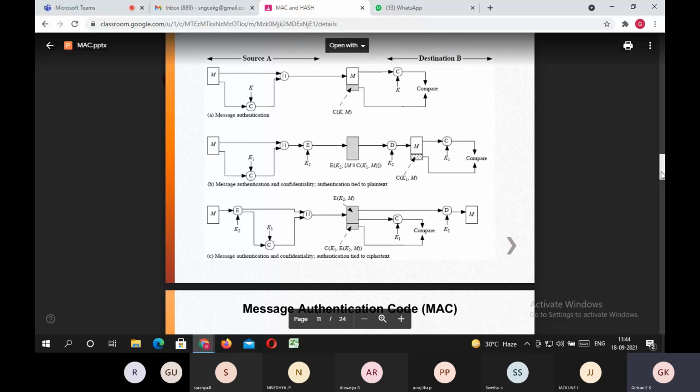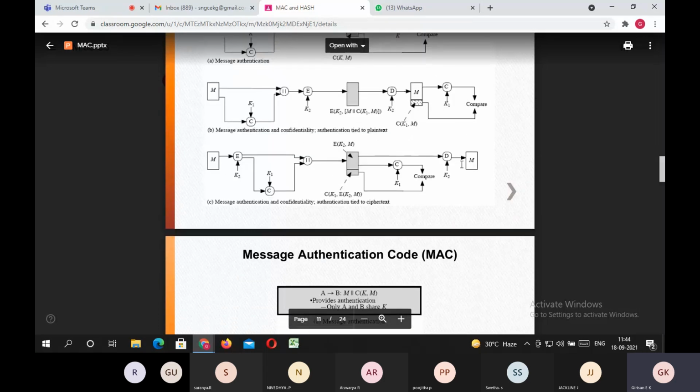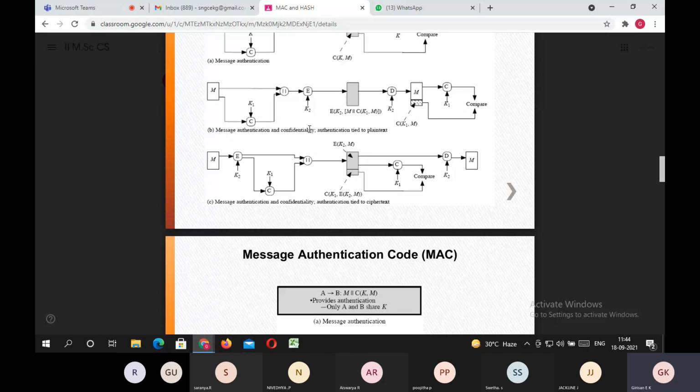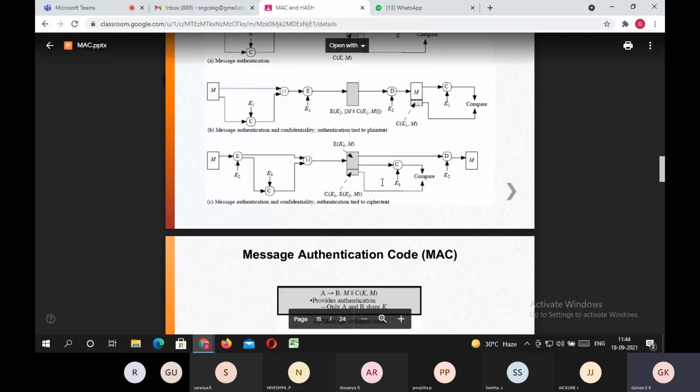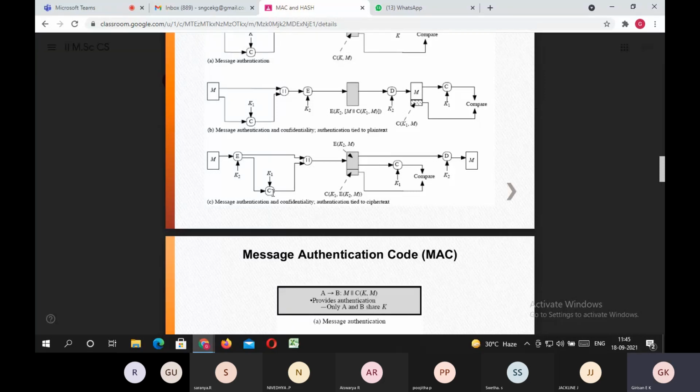Now here the authentication is tied to the plain text. Now we have another option where the authentication is tied to the ciphertext. That is the third form. A message is taken, and immediately it is encrypted using one key. Let us name it K2. That is a symmetric key. Why a symmetric key? Because both encryption and decryption use the same key. Then after that, we compute the MAC using another secret key, which we call K1. And both the encrypted message and the MAC code are appended, and that goes to the recipient.